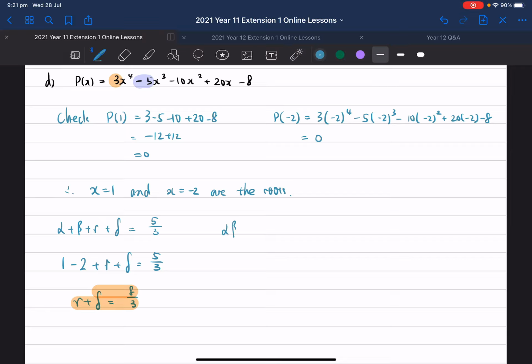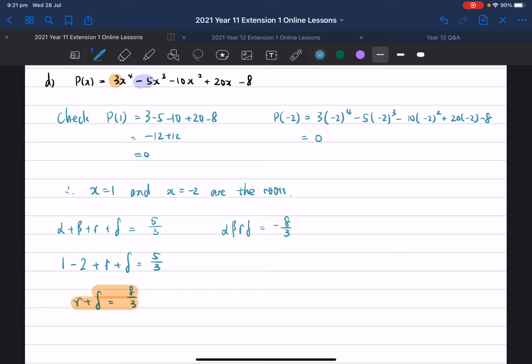So alpha, beta, gamma, delta. I feel like this is much easier. So how do I do that? Well, you need to remember the formula: minus b on a, c on a, minus d on a, e on a. If you remember that, negative, positive, and so on, then the product is e on a, so that becomes negative 8 on 3. You don't have to write down the full setting of the formula. That's all you need to do.